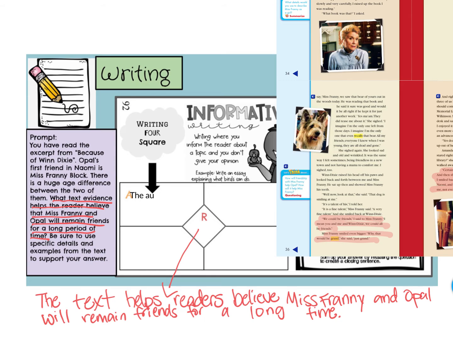Make sure you're updating your interactive notebook to match mine. The author gives clues. All students should be writing with me. The author gives clues to help the reader, or let's just this time use the word us, to help us know more about their friendship.